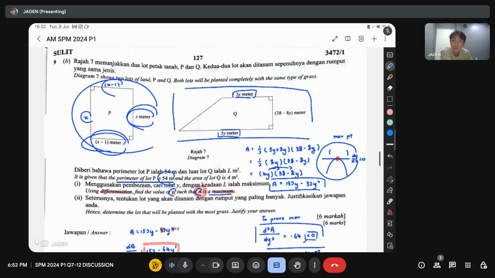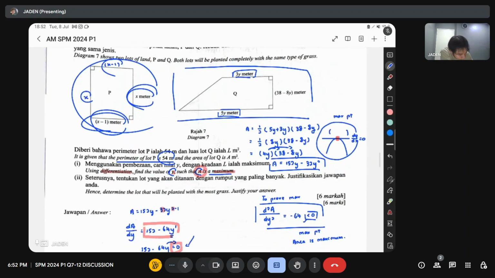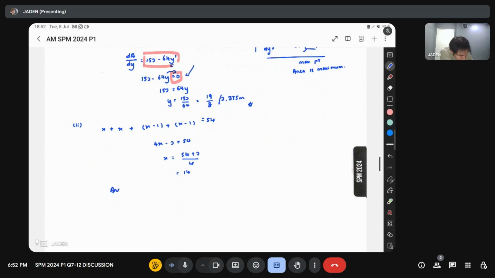Area can be found by x minus 1 times x. Area of P, x minus 1 times x. So 14 minus 1 multiplied by 14. I get 182 meters squared.